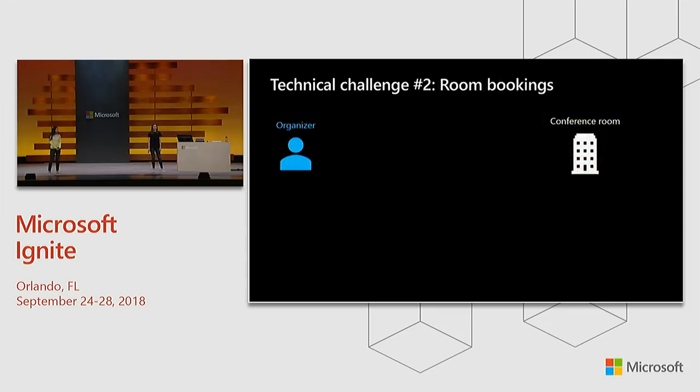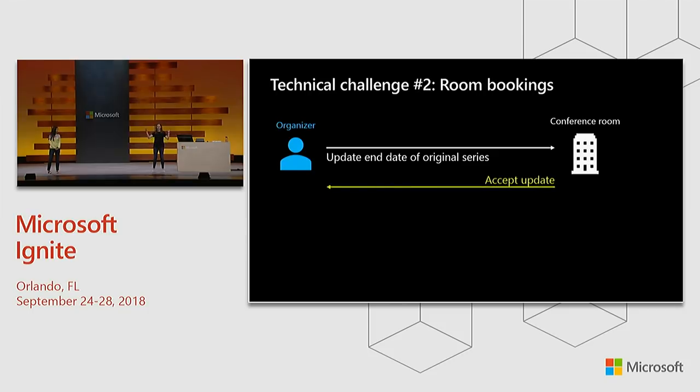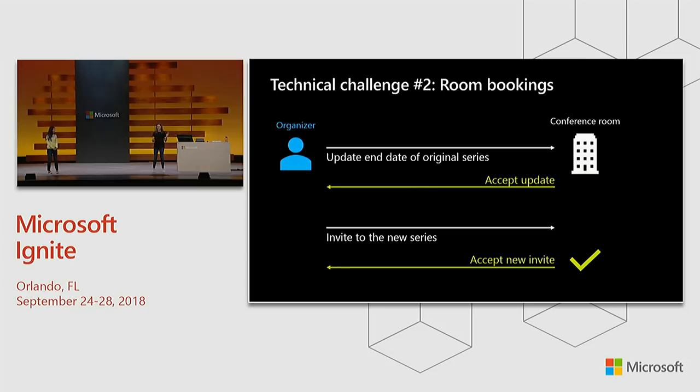The second technical challenge was room bookings. So when we're updating one series and creating a new series, we don't want you to lose the room in that process. So in Office 365, it works great when you say update an end date of original series, and then the room updates that, so they get that shortened series to June 10th. And then the new series goes out, and the room's free because it's just been updated, and the room accepts the meeting series. And that all works fantastic, and it's fabulous.